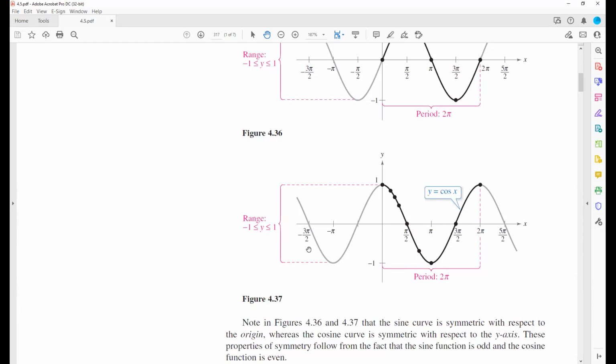So the domain of the function, the domain is related to x values. You can plug in any x value into this cosine function. All acceptable numbers are on the horizontal axis. So that's why the domain of the function is -infinity to +infinity.